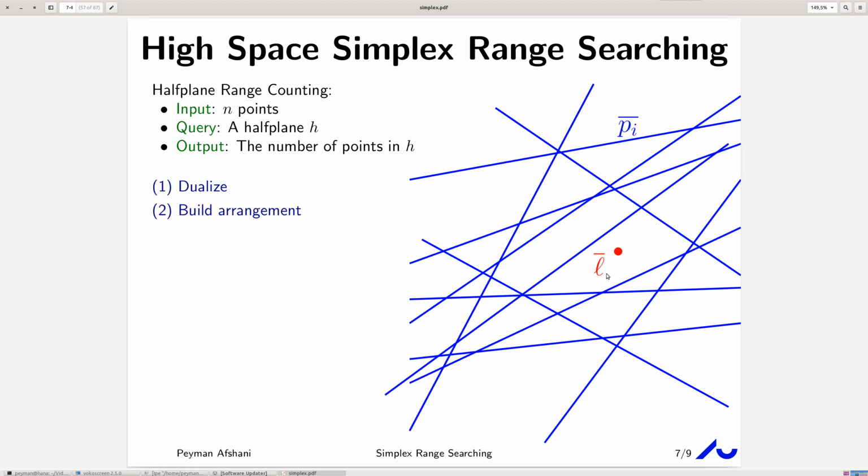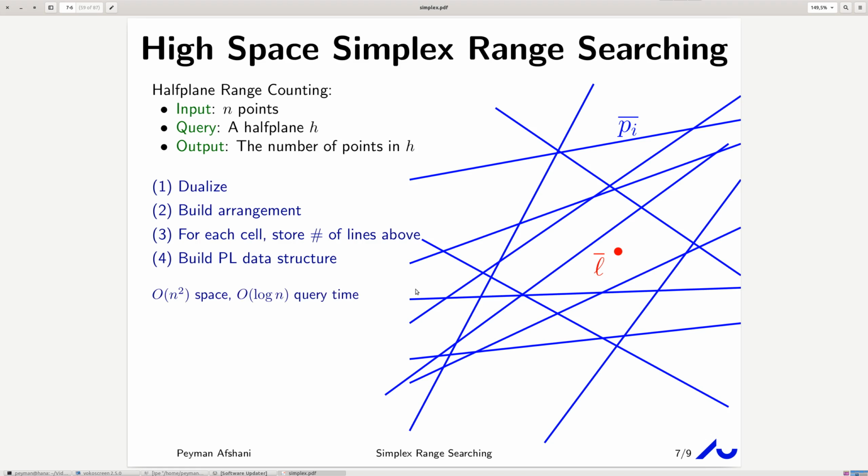Okay? So now this problem is actually very easy to solve. What we can do is to build the arrangement of these n lines. The arrangement has n squared size. And for every cell in the arrangement, we just write down how many lines pass above it. Then we build a point location data structure on all these segments. This takes n squared space because there are n squared disjoint line segments in the arrangement. Remember that to build a point location data structure, you need a set of disjoint line segments. But you have n squared disjoint line segments over here.